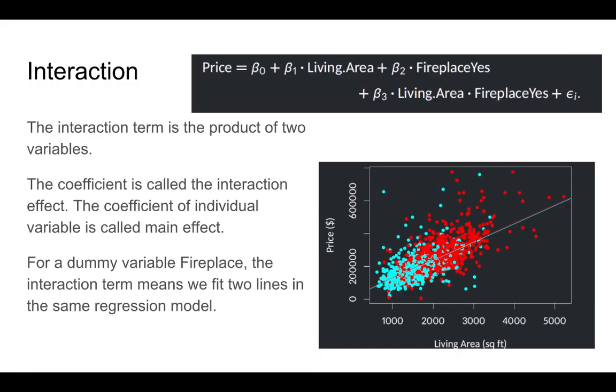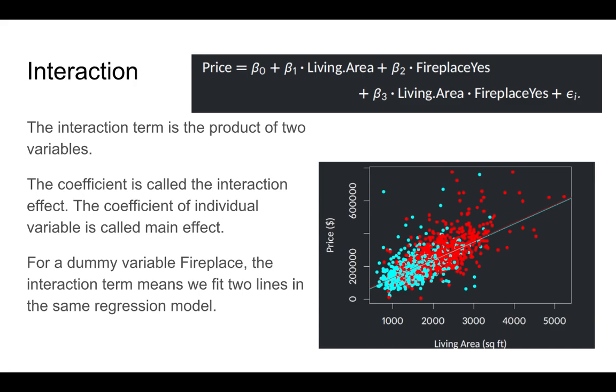And the next topic will be the interaction. In the slides, we have built price equal to beta 0, which is the intercept, plus beta 1 times living area, plus beta 2 times fireplace yes, plus beta 3 times living area times fireplace yes. The fireplace is also a dummy variable, right? Because that's yes or no. And beta 3 is the coefficient for the interaction term.